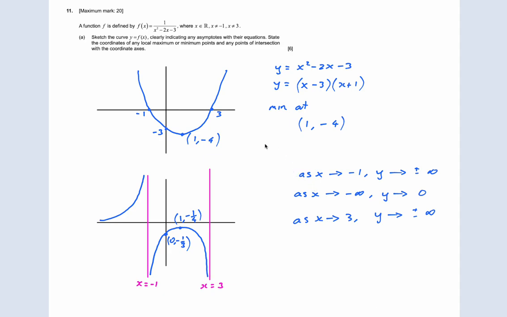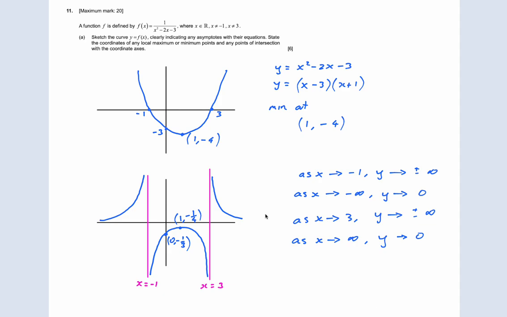Okay, and then finally the same thing is going to happen over here. It's positive because it's positive here. As it approaches 3, it approaches positive infinity, and as x approaches infinity, y approaches 0, for the same reason as over here. Sub in infinity there and you get 0.